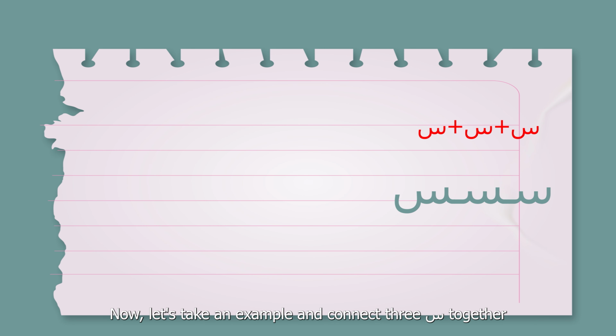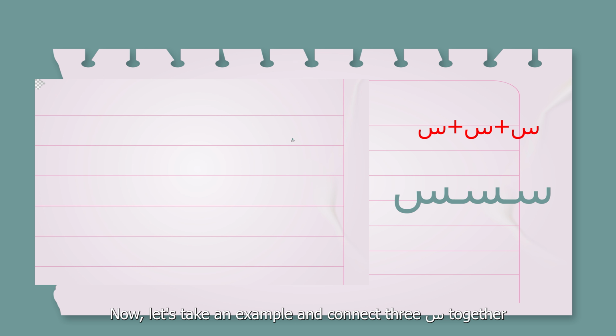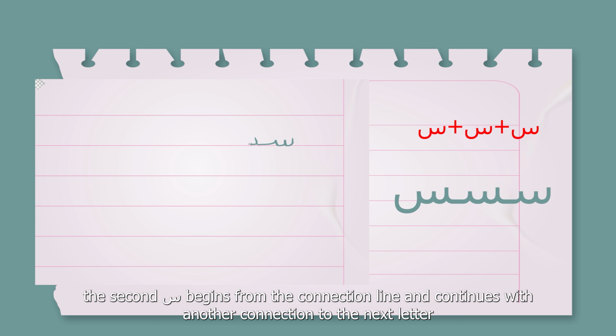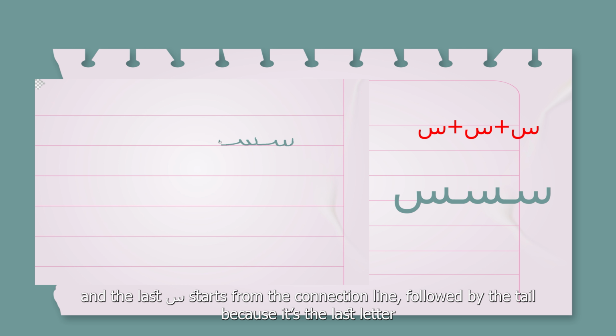Now let's take an example and connect three together. The first starts with the connection line towards the next letter. The second begins from the connection line and continues with another connection to the next letter. And the last S starts from the connection line, followed by the tail because it's the last letter.